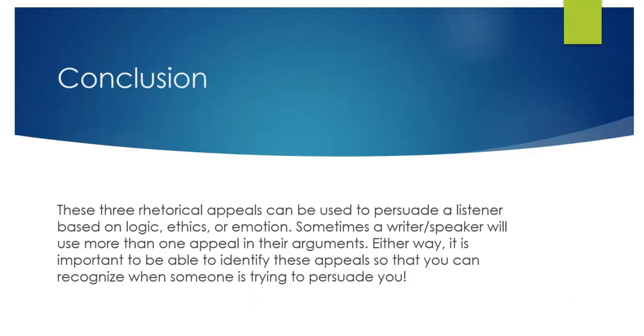In conclusion, these three rhetorical appeals can be used to appeal based on logic, ethics, or emotion. Sometimes writers and speakers use more than one appeal in their arguments. Sometimes an ad can come across as all three. It could be a celebrity who is giving you statistical information but also trying to appeal to you in some sort of emotional way.